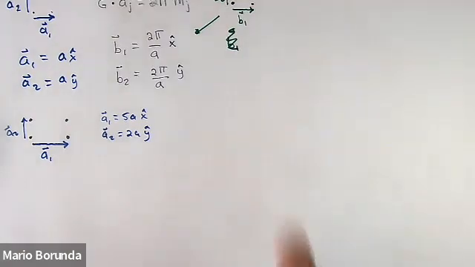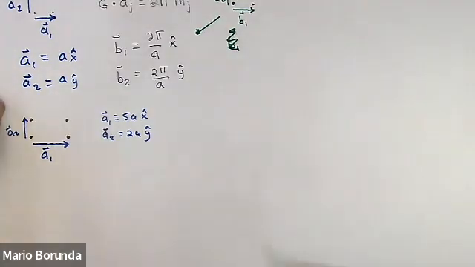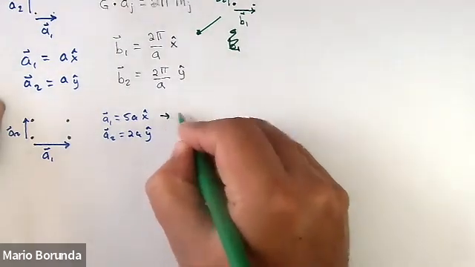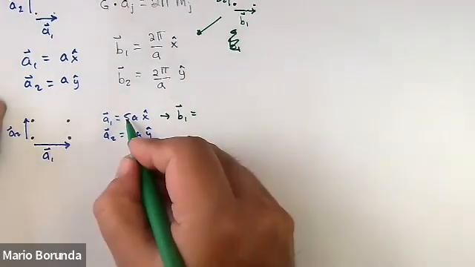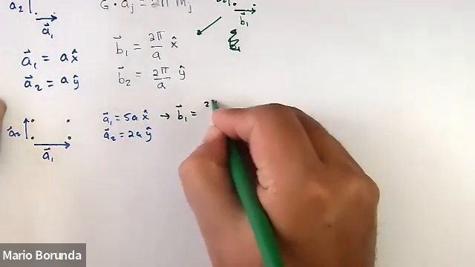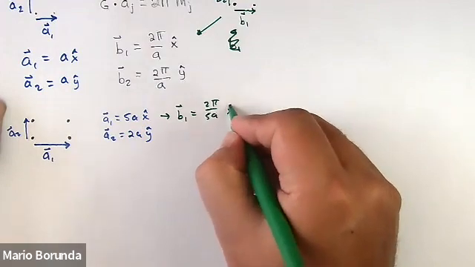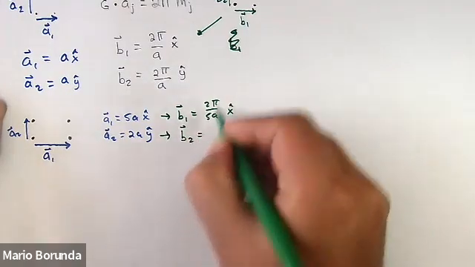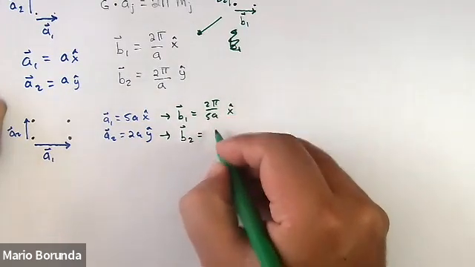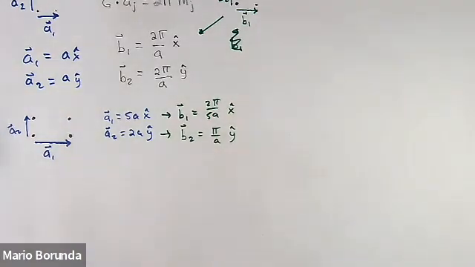With those two guys, I can now write, just like last time, that B1 is equal to 2 pi over 5A in the X direction too. And B2 is equal to 2 pi over 2A. So that's just pi over A in the Y direction.